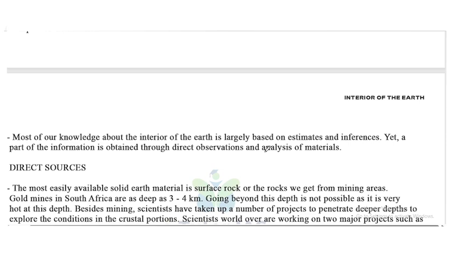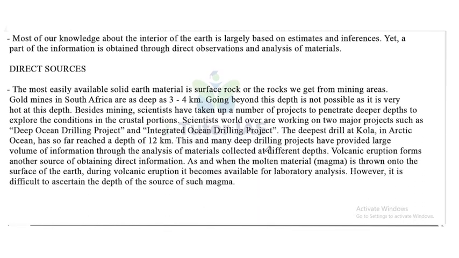Okay, so let's check what are the direct sources. The most easily available solid earth material is the surface rocks. Okay, surface rocks or the rocks we get from the mining areas. So that is called surface rocks. Gold mines in South Africa are as deep as 3 to 4 km, and going beyond this depth is not possible as it is very hot at the depth.